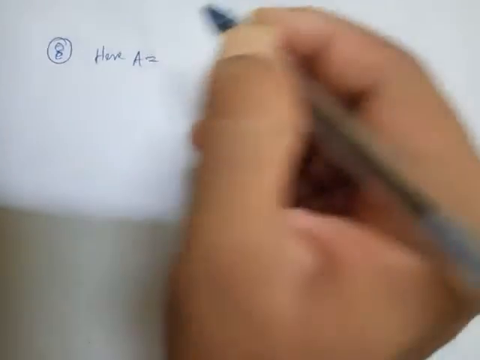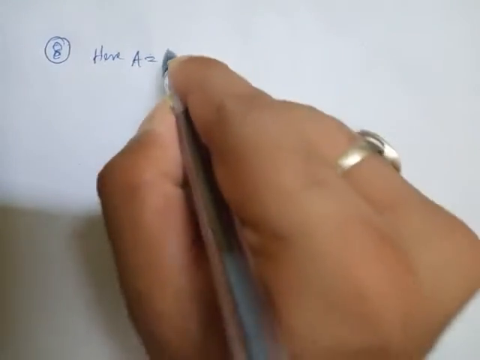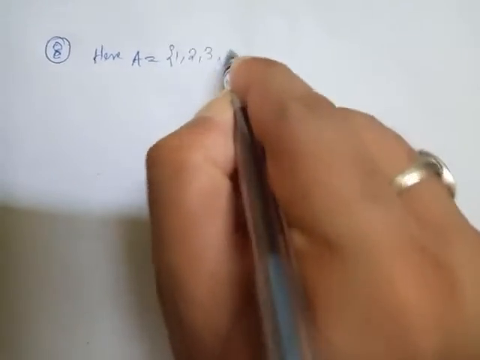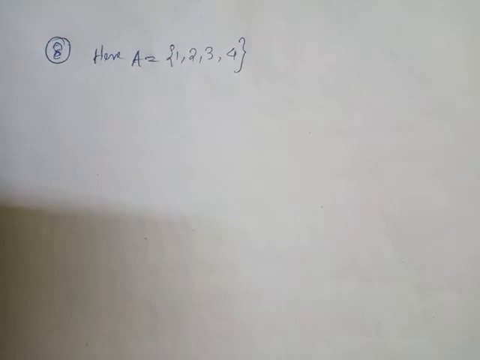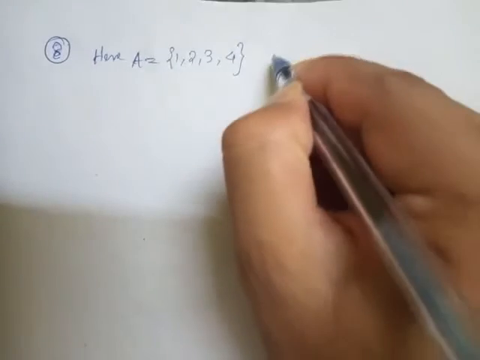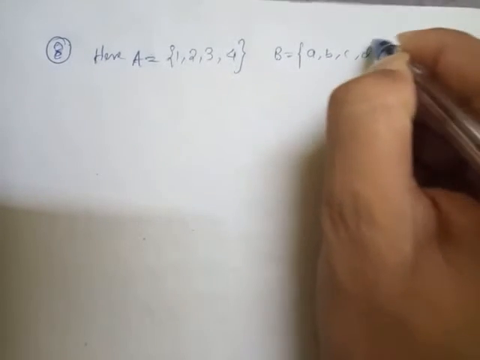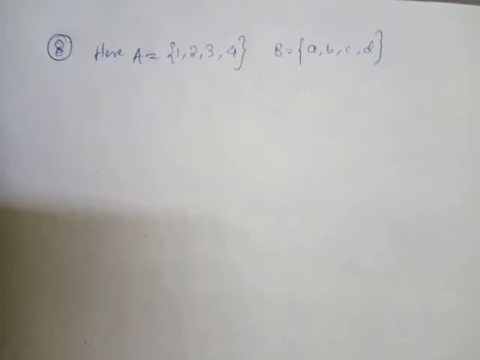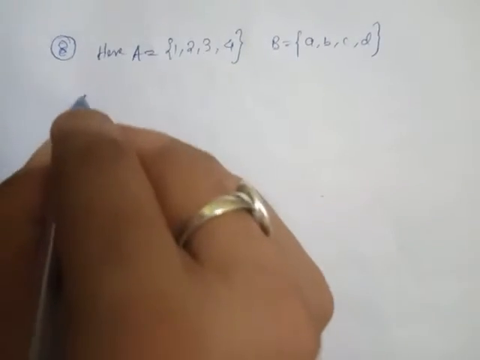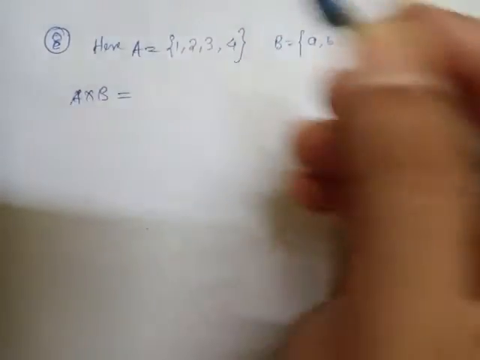Now students, look at question number 8, exercise 1.3. Here A is given, A equals {1, 2, 3, 4}. This is the value of A given in the question, and B equals {a, b, c, d}. Now look students, if I want to find A product B here, it will be easier for finding the other relations also. So A product B will be here.